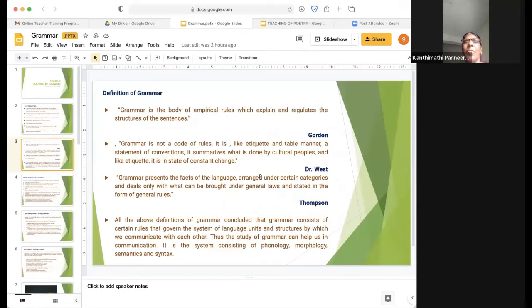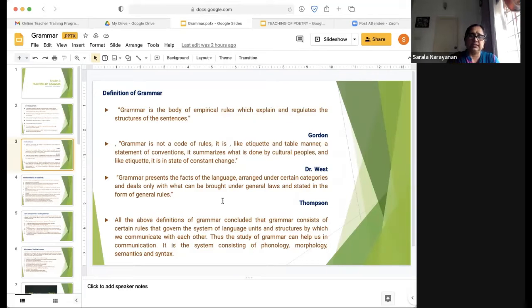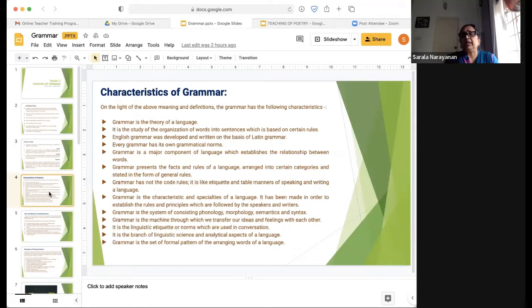Yes. So this is the definition of grammar. That is, we have to use certain rules to maintain the proper structure while writing a sentence. So certain structures are very essential for us. So for that we have a set of rules which we follow. Yes, next we have the characteristics of grammar.